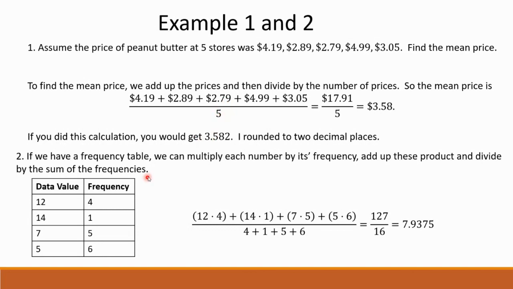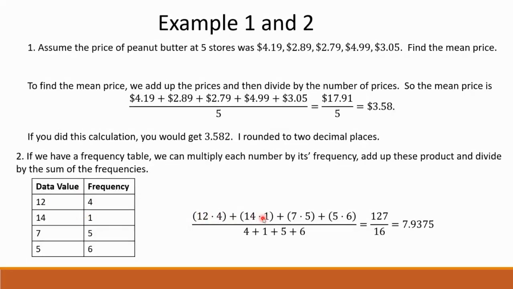Now we can also have a frequency table, as we saw before. How would you get the mean here? Well, it is tempting to write out all the data, to list 12 4 times, to list 14 once, 7 5 times, and 5 6 times. But we don't have to do that. And in fact, I wouldn't do that. You're just really, in a sense, going to waste time by doing that. What can we do? Well, if 12 is listed 4 times, if you were to add those 12s together, you would get 12 times 4, which is 48.